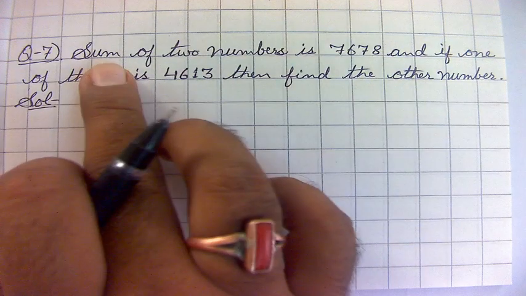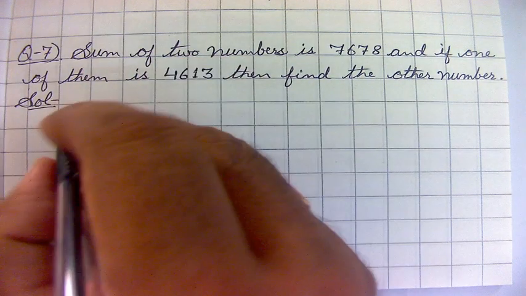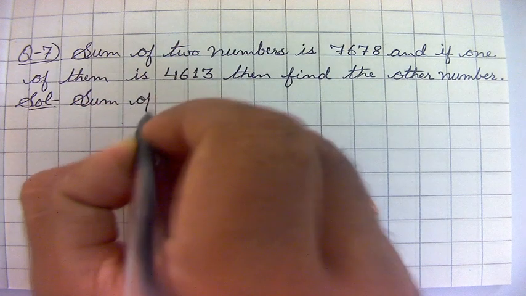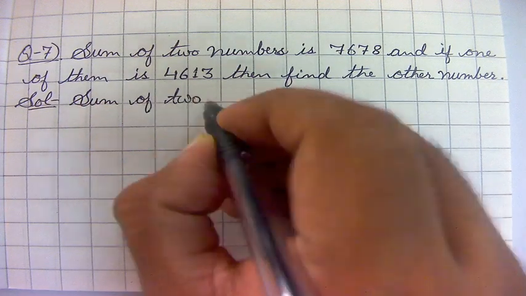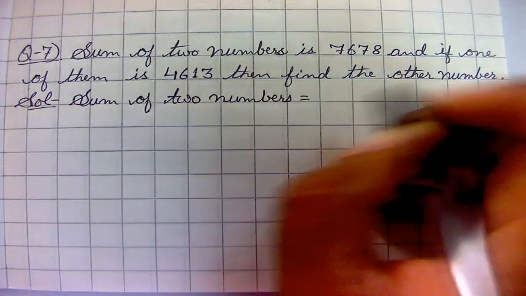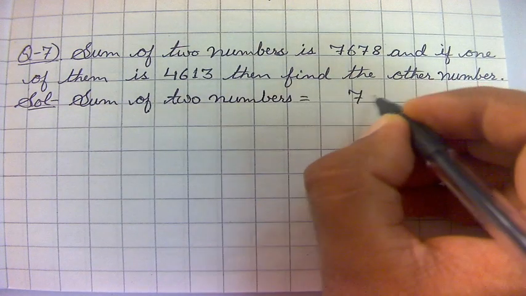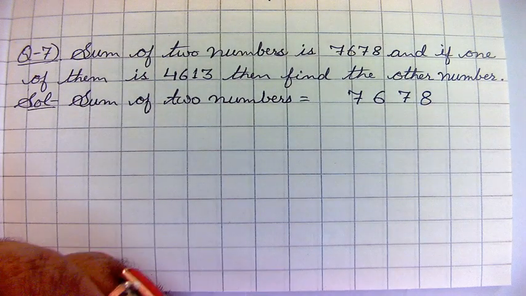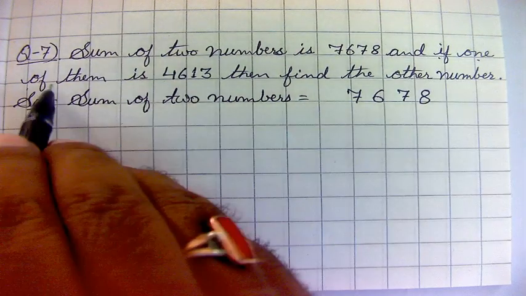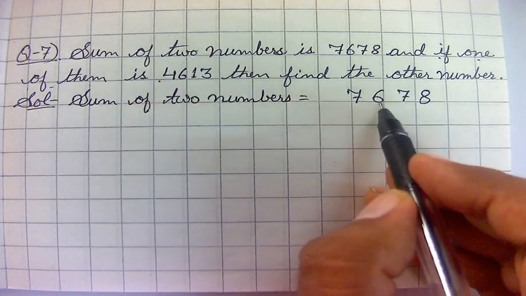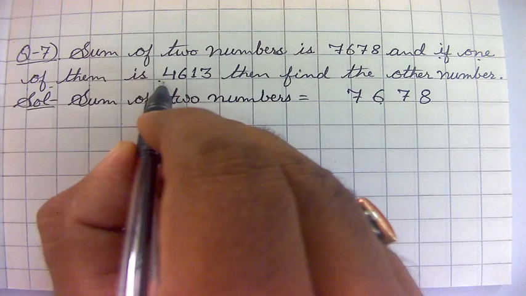अब क्या दिया हुआ है? sum of two numbers. Sum of two numbers means दो numbers का sum. हमारे पास दो numbers हैं और उनका सम हमें बताया हुआ है. सम ऑफ टू नंबर्स, इट इज 7,678. इफ वन ऑफ देम, जो दो नंबर्स हमें ऐड करके जो हमारा ये आंसर आता है, उनमें से एक नंबर क्या है?